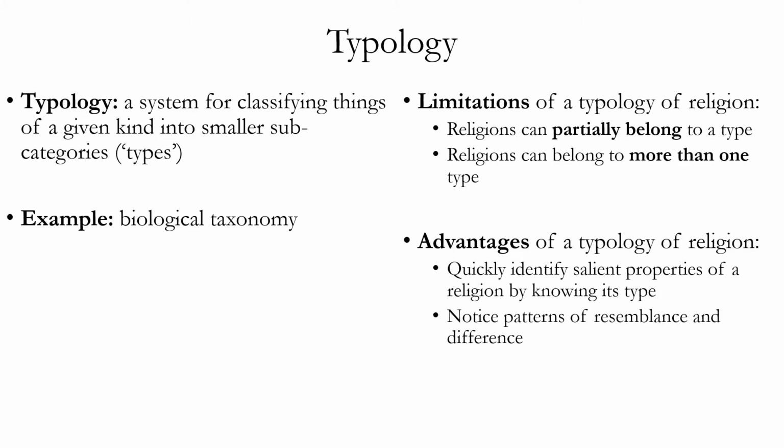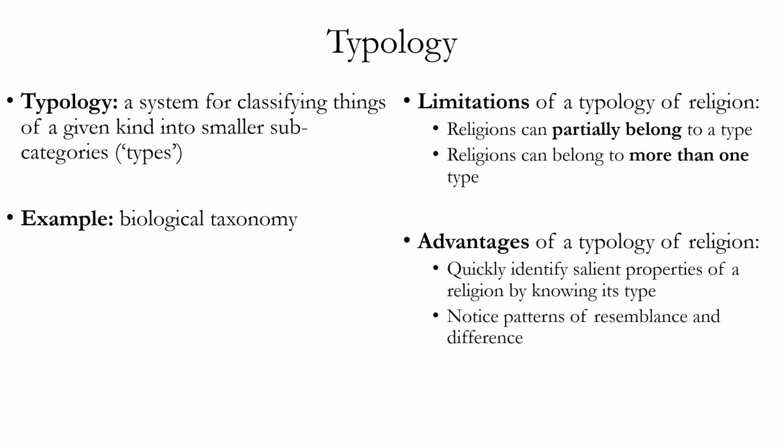Despite these limitations, there are definitely advantages to talking about types of religion. For one thing, if we know a religion fits a certain type, we can quickly identify some of its salient or important properties. So for example, if you know that Buddhism is, at least historically, a missionary religion, that tells you something important about it.